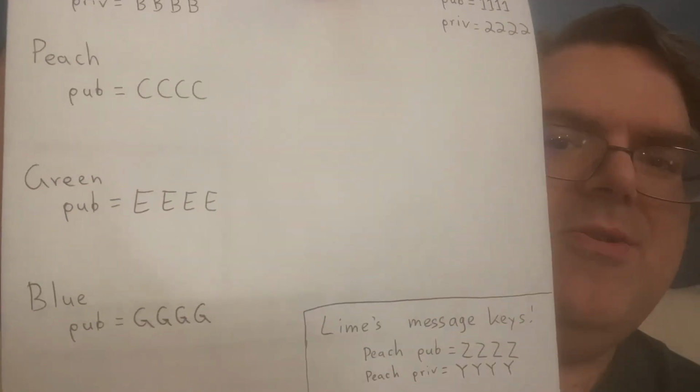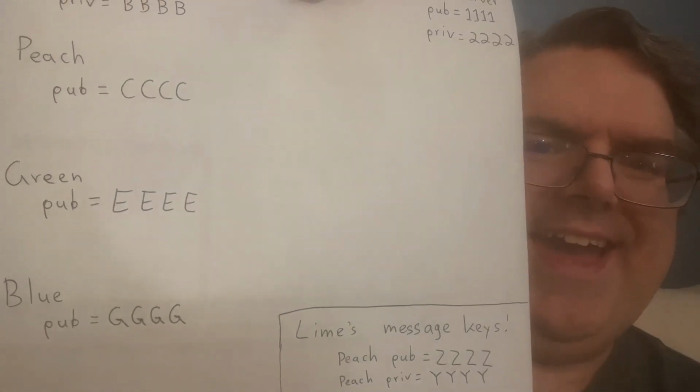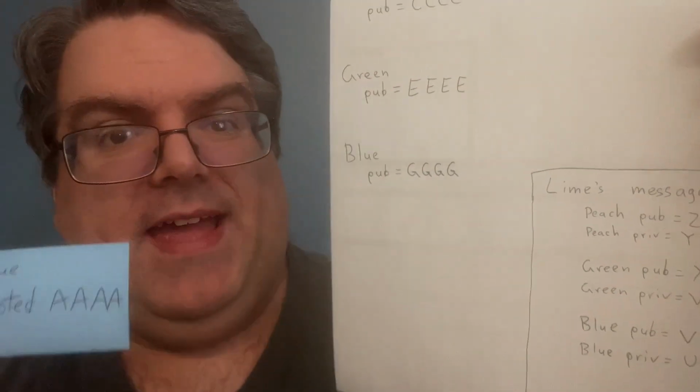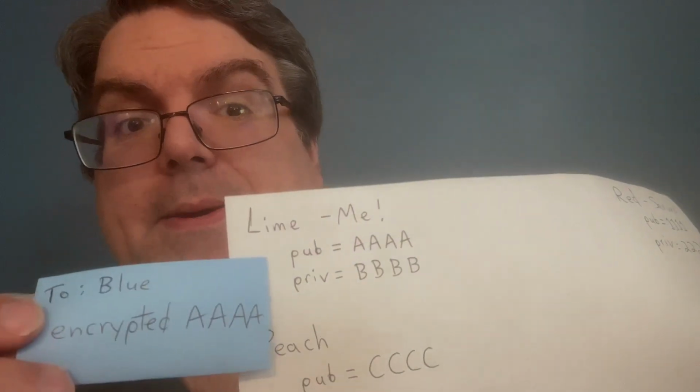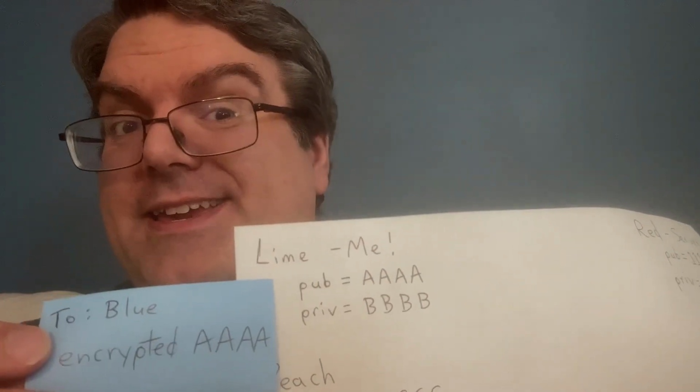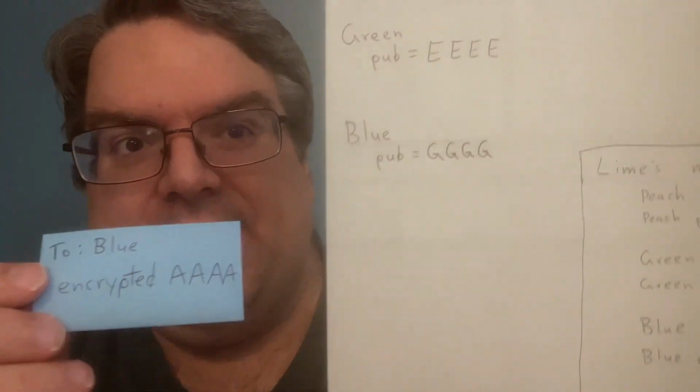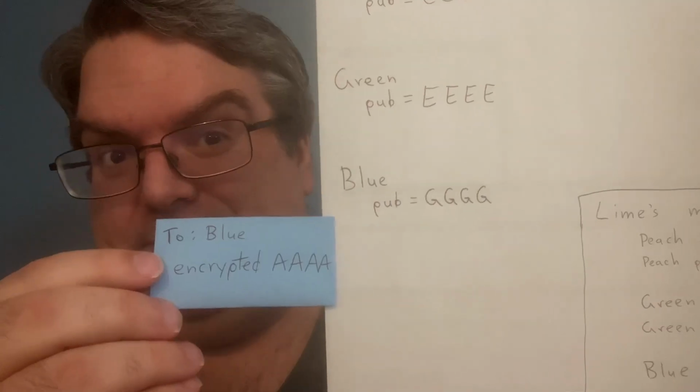Blue doesn't know what AAAA is. It has no idea, because this blue AAAA key is actually mine, my public key for Lime. But it doesn't know that. All it knows is that it's encrypted using a key that it can't decrypt.